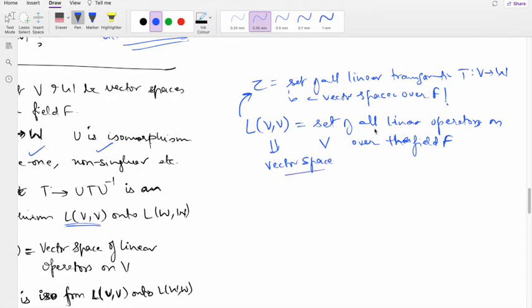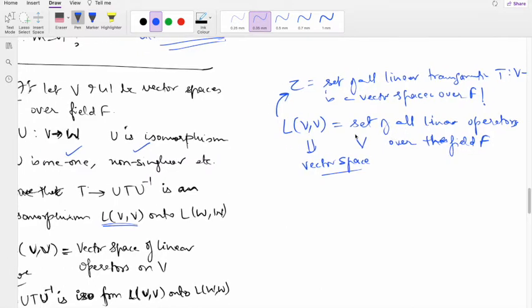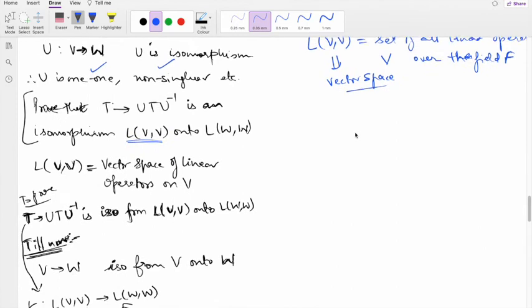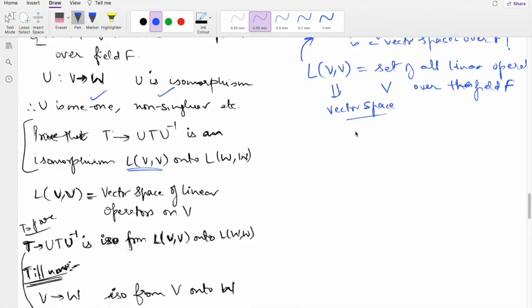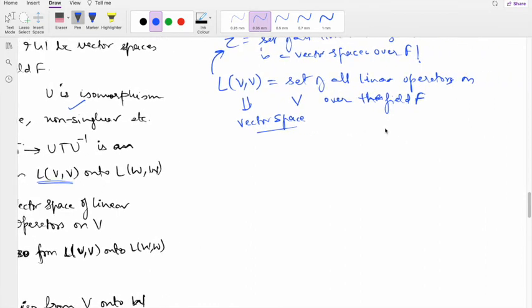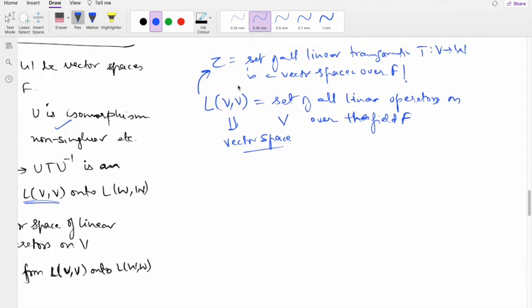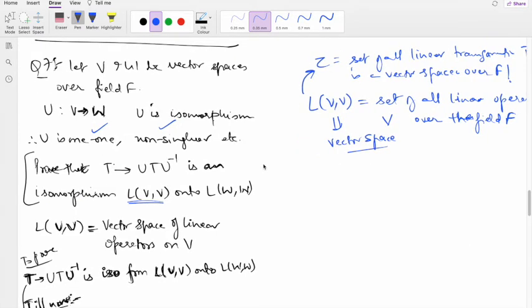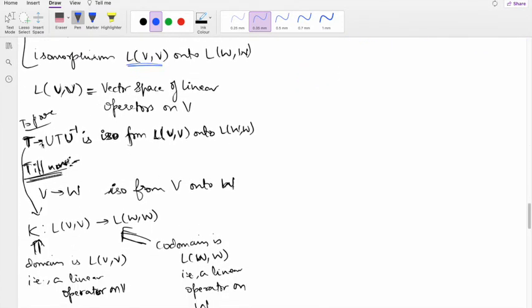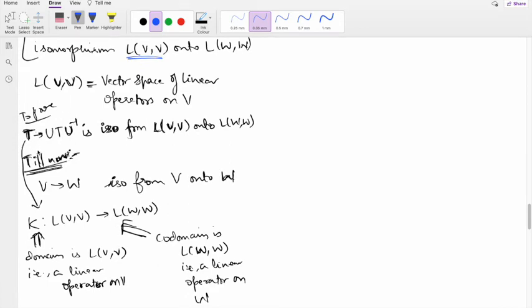Now, what does this vector space consist of? The elements of this vector space are basically linear operators themselves, over the same vector space V. We want to prove that this particular transformation, which takes a transformation T and maps it to some other transformation U T U inverse, is an isomorphism from L of V comma V onto L of W comma W, right?